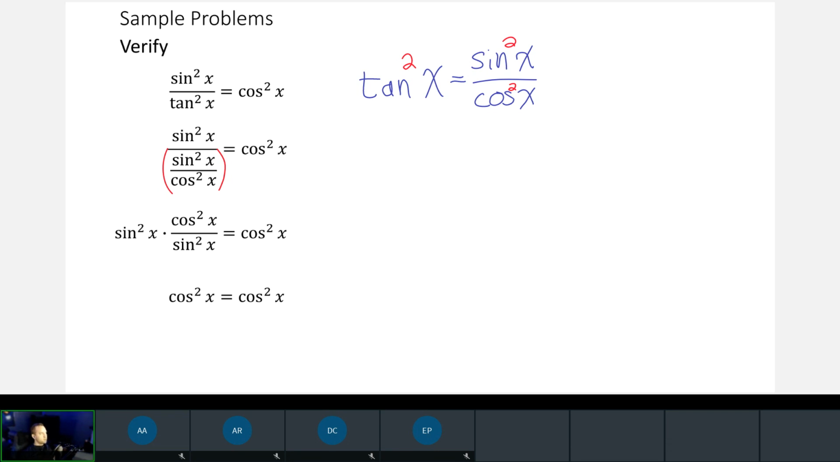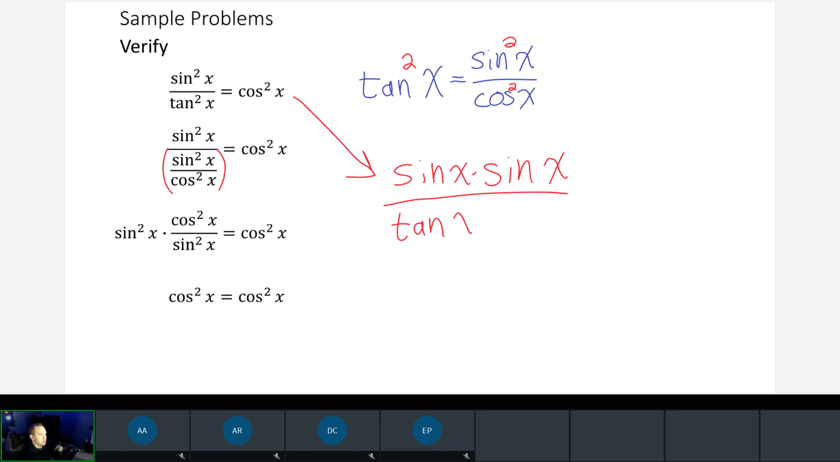So another way we could have done this problem, and I'm just going to start it, I'm not actually going to finish it. When you have sine squared of x, I could rewrite this as sine of x times sine of x divided by tan of x times tan of x, and then equals the stuff on the right hand side. I'm just going to go ahead and write it for completeness.